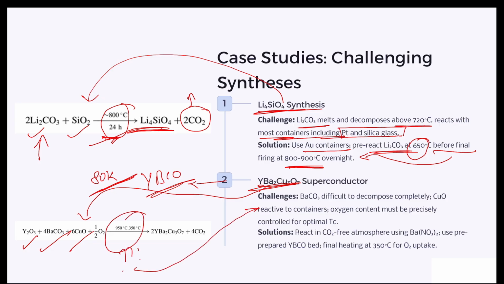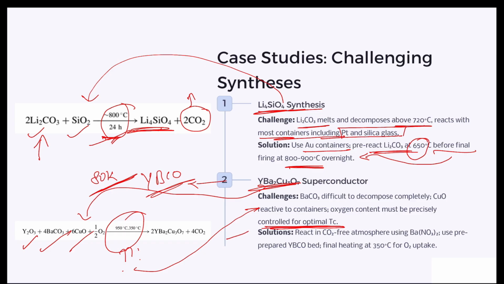When making the YBCO superconductors, the barium carbonate is very difficult to decompose completely, and copper oxide also starts to react with the container, and we have to maintain the oxygen content in the reaction because superconductors have to be of high purity so that we can control their Tc, that is, the critical temperature.